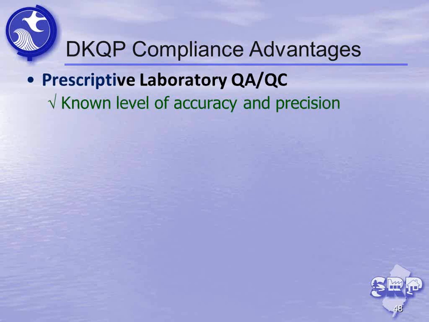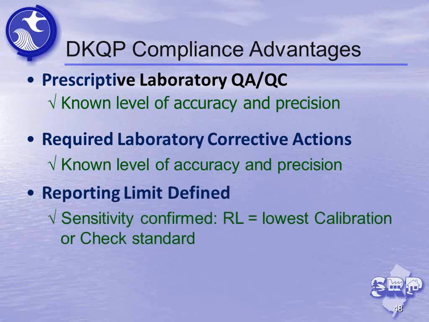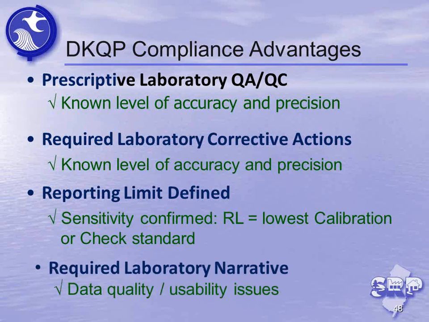So using the data of known quality protocol, if the laboratory is compliant with it, you have a known level of accuracy and precision for the laboratory. There is a known quality corrective action. It leads to a known level of accuracy and precision when you have this kind of corrective action. Your reporting limits are clearly defined. And you have a laboratory narrative that's not just, trust me, or it's a matrix effect. It can be more than that. It can really be a better description of the issues that might have occurred.